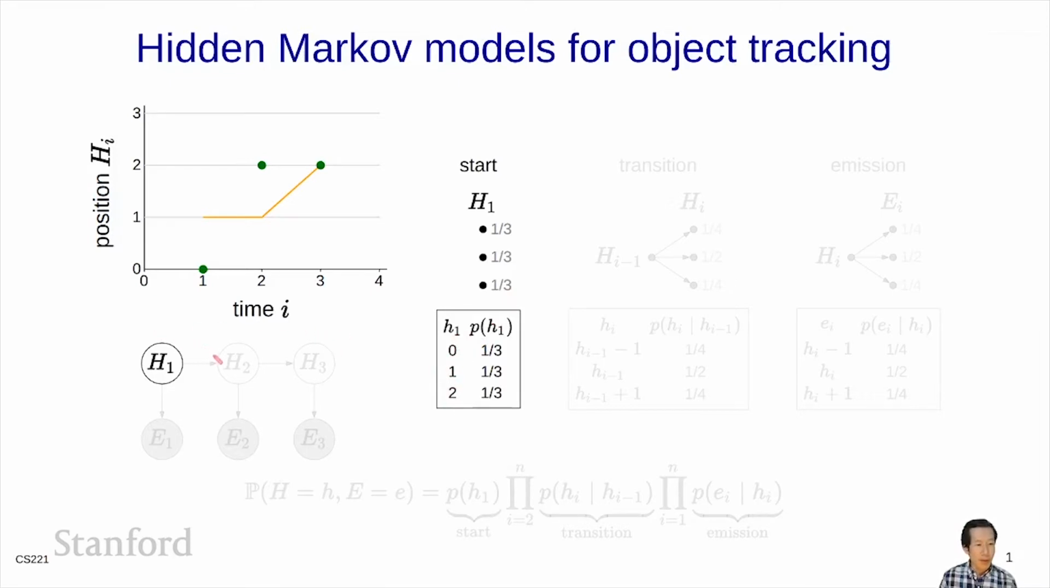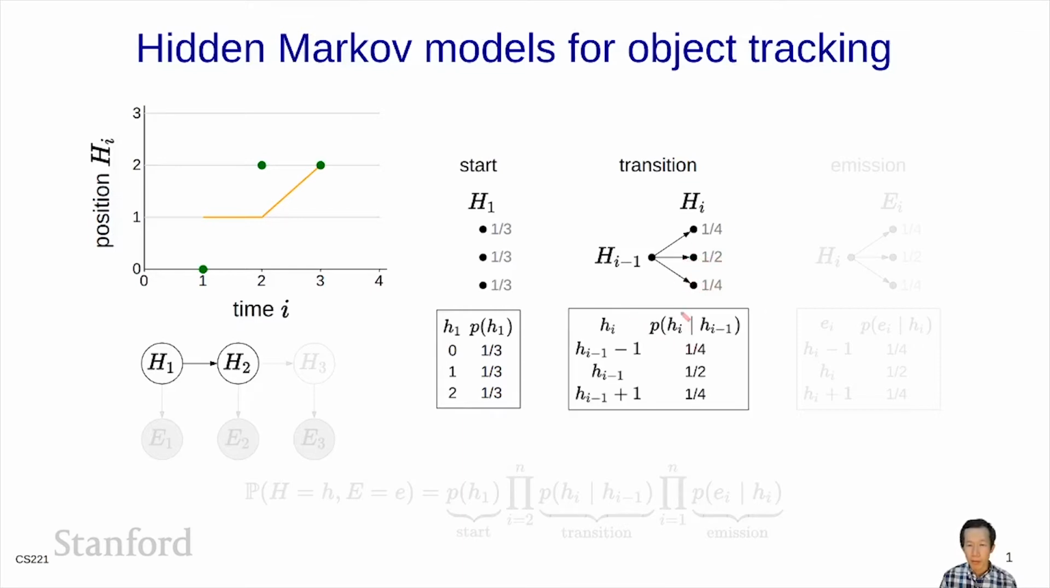And then I'm going to transition into the second time step. So in general, I'm going to look at hi minus 1, moving to hi, which is going to be up with probability 1/4, the same with probability 1/2, and down with probability 1/4. So mathematically, hi can be hi minus 1, minus 1, the same, or plus 1 with those probabilities. This transition distribution is also used to generate h3 given h2.